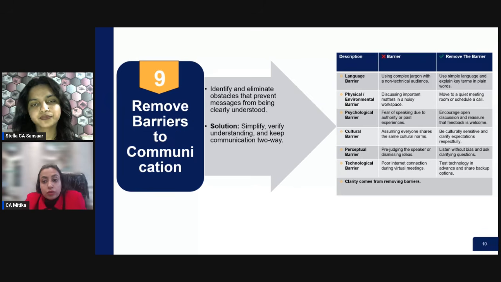Now, assuming everyone shares the same cultural norms, that is a cultural barrier. And how do we remove it? Be culture sensitive, always ask if any clarifications are expected, and be open to it.